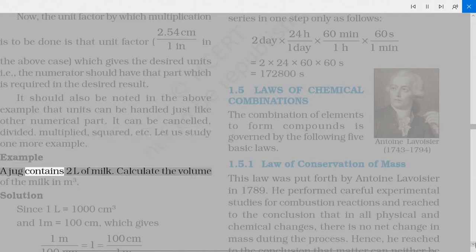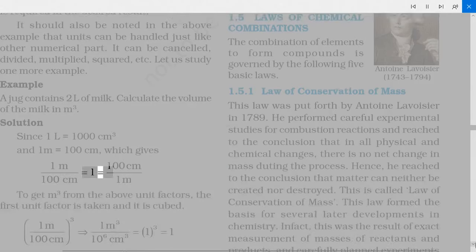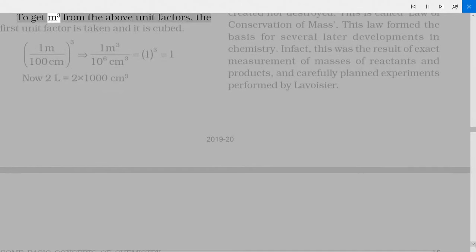Example: a jug contains 2 L of milk. Calculate the volume of the milk in m3. Solution: since 1 L is equal to 1000 cubic centimeters and 1 m is equal to 100 centimeters, we have 1 m / 100 cm equals 1. To get m3 from the above unit factors, the first unit factor is taken and it is cubed.